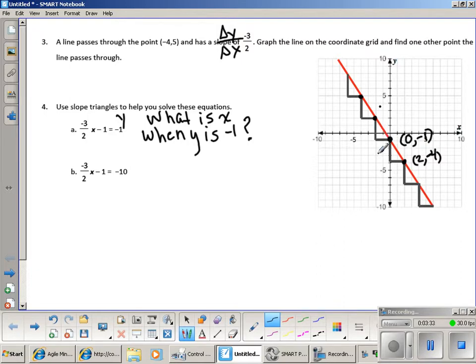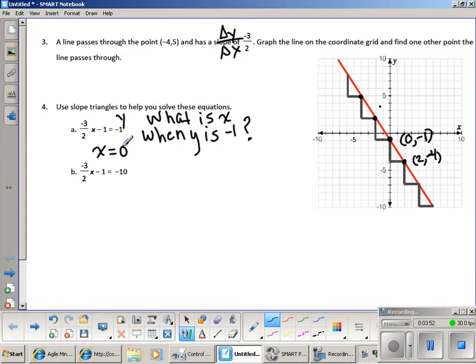Where is y = -1 on this line? Well, here's -1 on the y-axis right here. Oh, I am right on the line. What is the x value here? Well, we already identified this as x = 0. So the solution to this is x = 0.